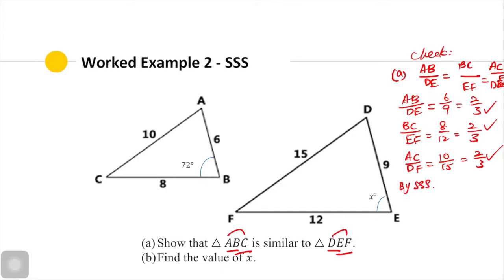by SSS, triangle ABC is similar to triangle DEF. Once we confirm similarity, we can easily find the angle X, because the angles of similar triangles will also be the same. So angle X is equal to angle ABC, which means X is equal to 72.